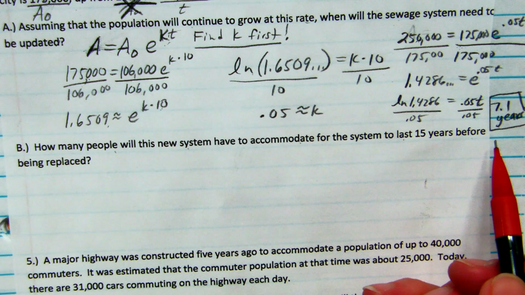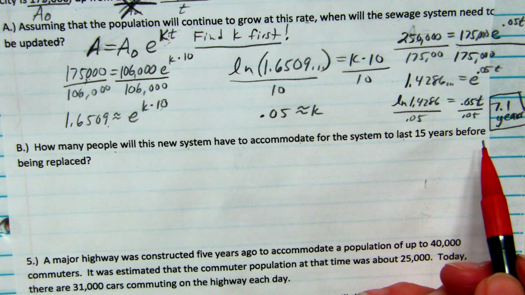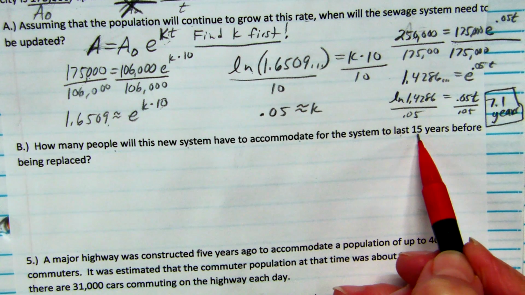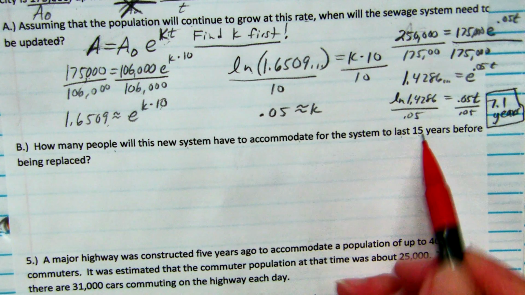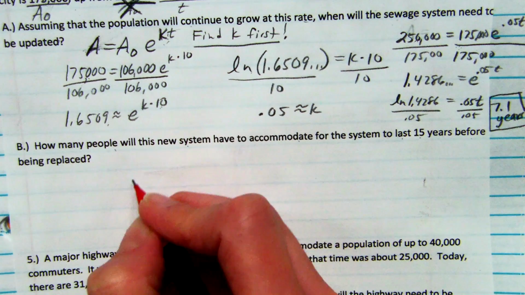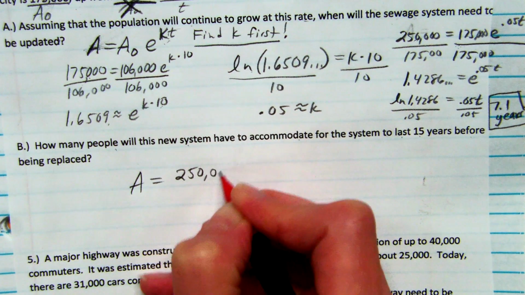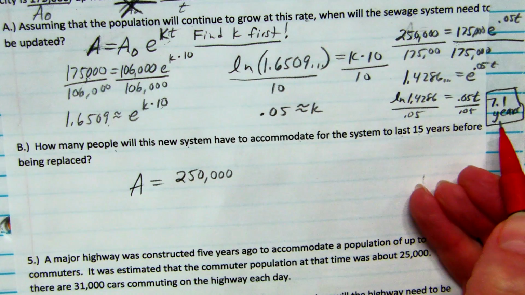How many people will this new system have to accommodate for the system to last 15 years? Okay, so if you want to update it and you want it to last 15 years, we've got to see where it's going to be from now. So now the new number that we have is 250,000. So we've reached 250,000 in 7.1 years.